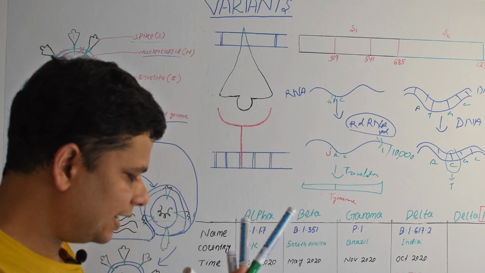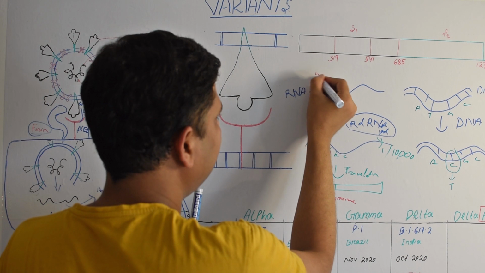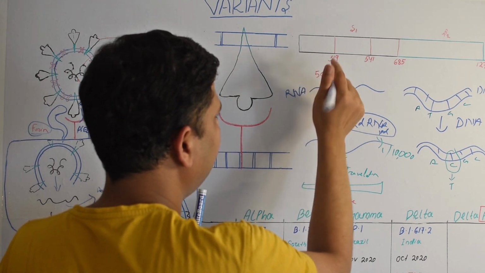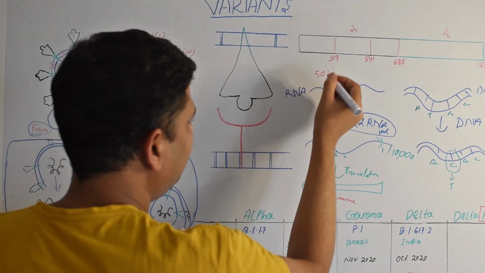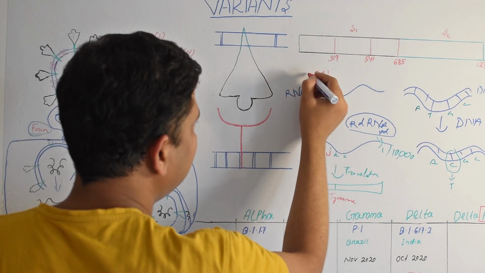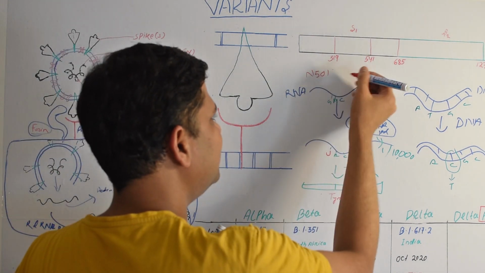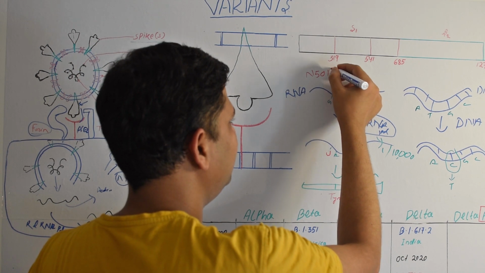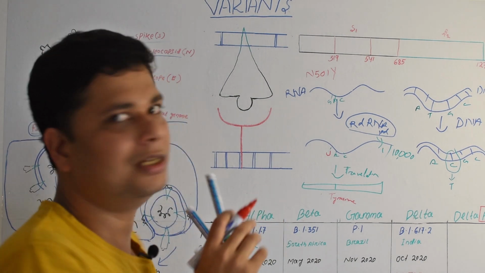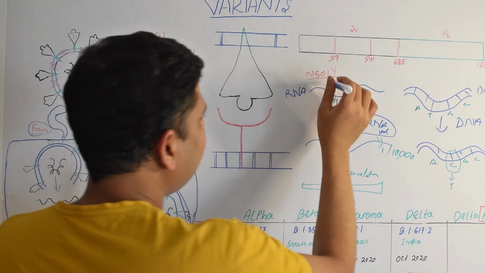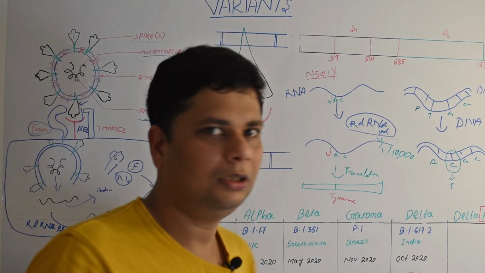So just remember that while we are writing, suppose this is amino acid number 501, and initially it was N. N is coded for asparagine, and it changes to tyrosine, which is Y. This is the single amino acid code. So this N to Y change is important for the coronavirus.